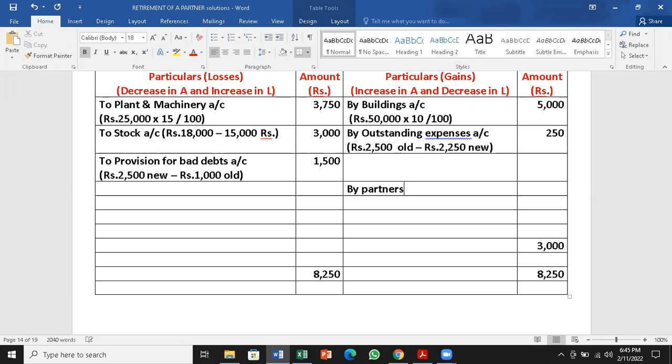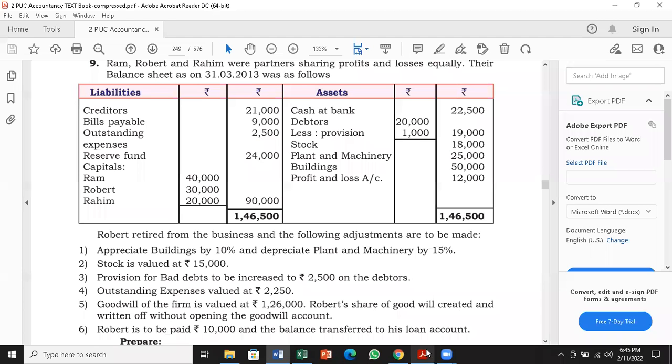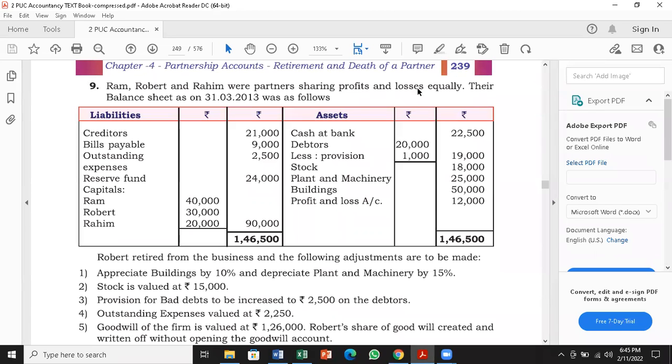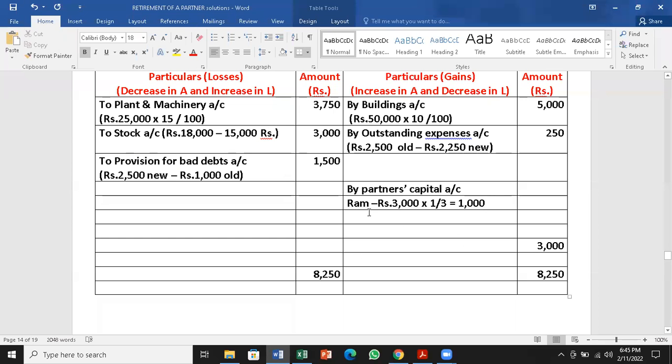3,000. That 3,000 to be divided among the partners by partners capital account. The first partner is Ram, rupees 3,000 into 1/3 equal partnership. Remember, if you want, you can check once again. Profit and loss equally. You can see in the first line of the problem, equally. So 1,000 rupees for both the partners. So I will change the names: Ram, Robert, Rahim.